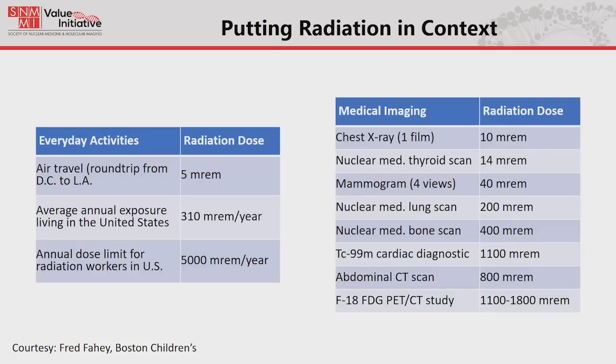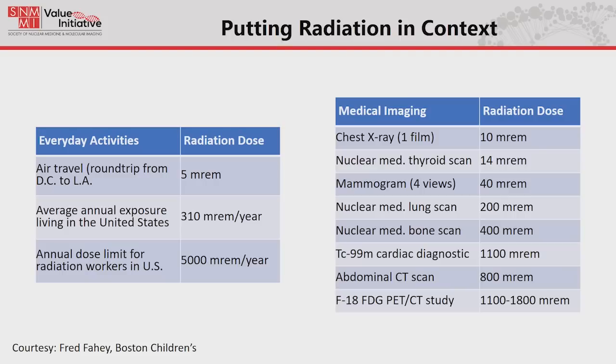So on the left-hand side, everyday dose. Now, I flew out here. I got 5 millirem because the atmosphere does a good job of filtering out cosmic rays. I get about 5 millirem just flying out here from the East Coast or the middle. So I get 5 times background. The 310 millirem per year is the average exposure. 365 days in a year, that's where I got the about 1 per day. Okay? And there's the 5,000 per year.